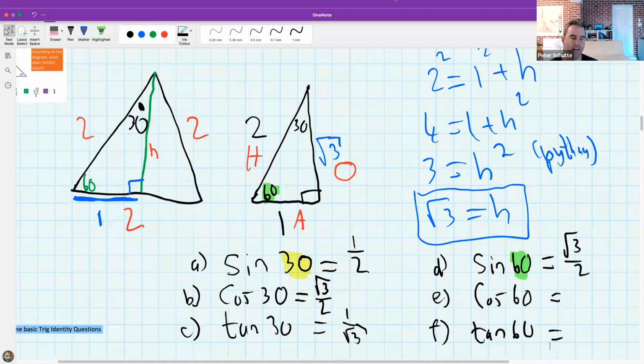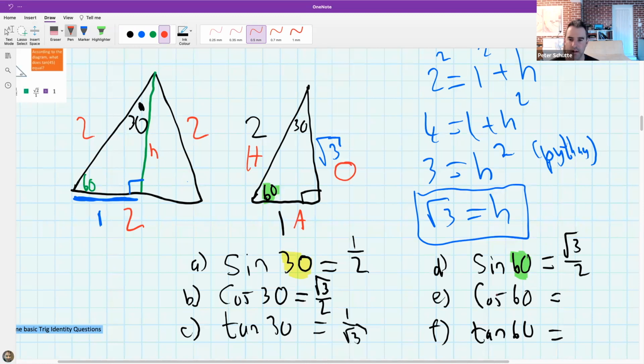Keep it coming, people. I can see the chat is lighting up with your participation. So for cos, I need A over H. So I'm going to get 1 over 2. And for the tan of 60, I get O over A, which is root 3 over 1. Very cool. Very, very cool.